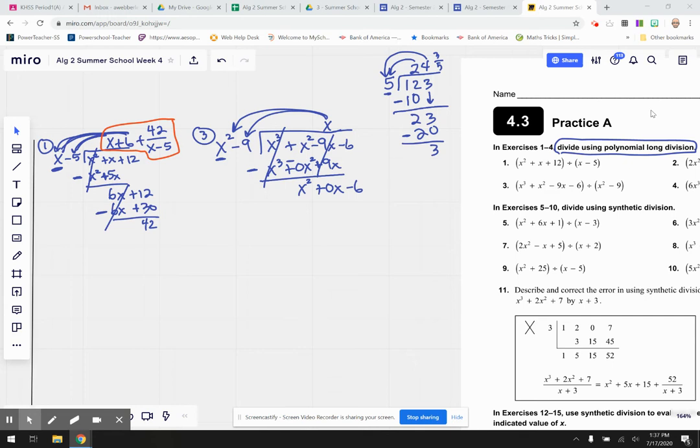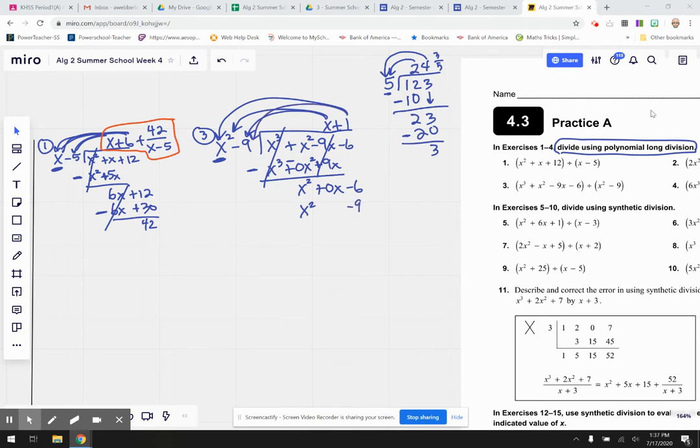What can you multiply this outside x squared by to get x squared? And that's just a 1. x squared times 1 is x squared. So I'm going to multiply 1 times x squared to get the x squared, because again, when we subtract those, they're going to cancel out. And then 1 times 9 would be negative 9. That's got to go over here.